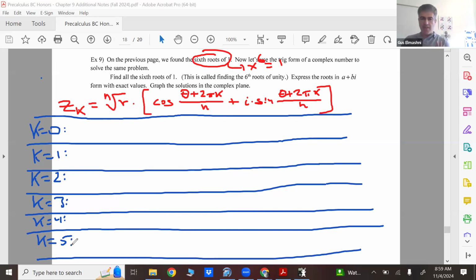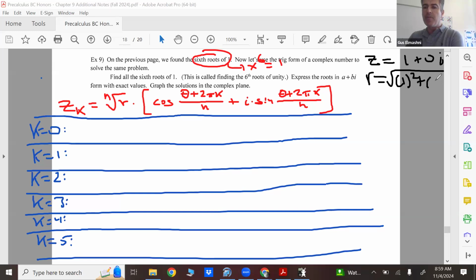Okay, notice I'm getting this all ready, right? Okay. Let's solve for r in the top right corner. So your complex number is 1 plus 0i. Would you agree with that? 1 plus 0i. So we solve for r. Isn't that the square root of a squared plus b squared? So what does that equal? Just 1.